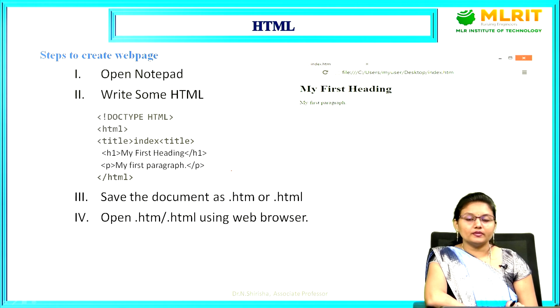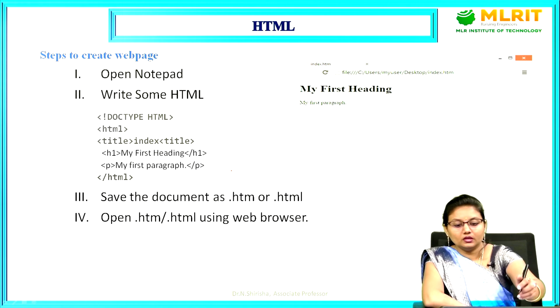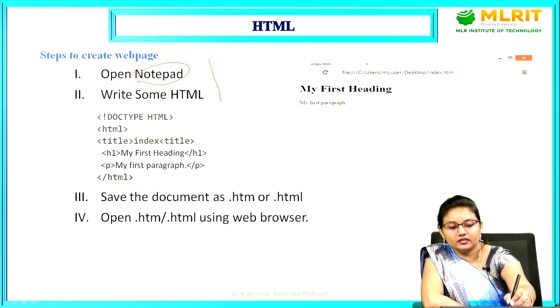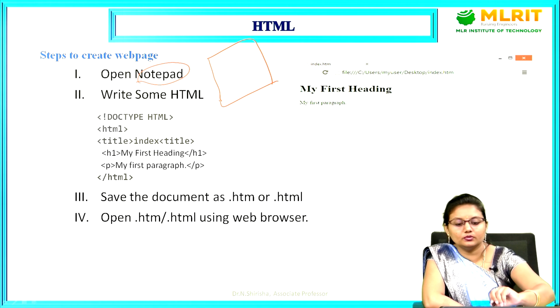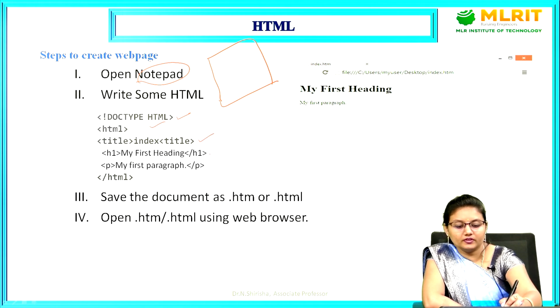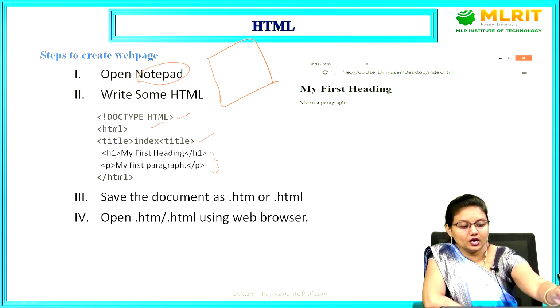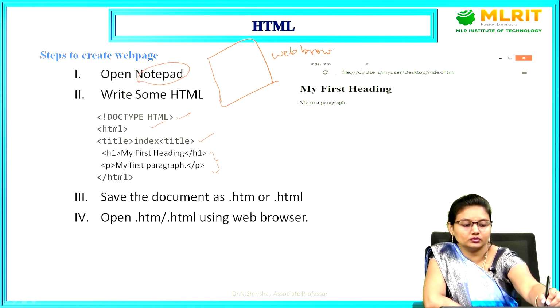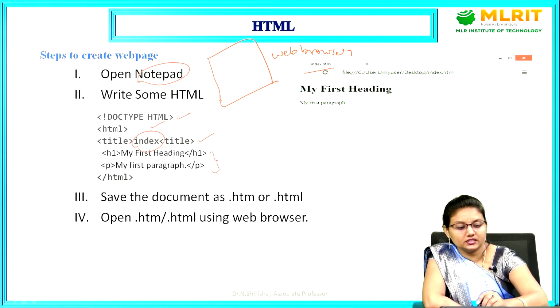So, steps to create a web page. First you have to open Notepad. Notepad is nothing but an editor where you write your program. In Notepad, you write the HTML code: doctype html, title. Here we are using two tags. Where will the output be displayed? It will be displayed on the web browser, index.html, where we are giving index as the title. Whatever you give as the title is displayed on your title bar.